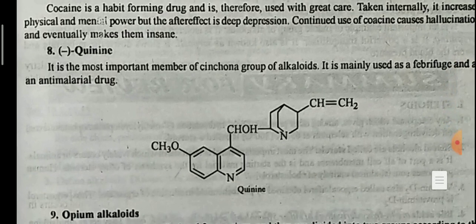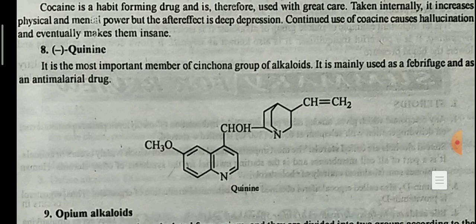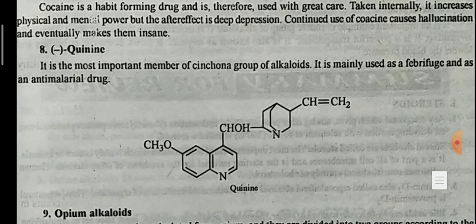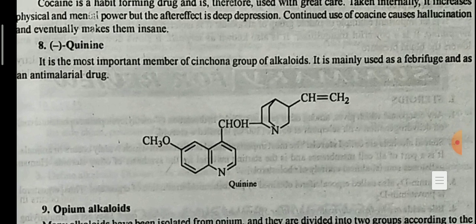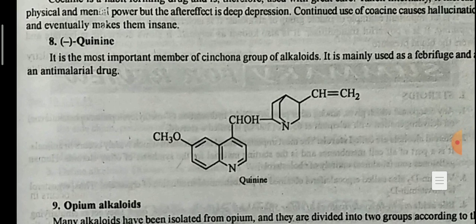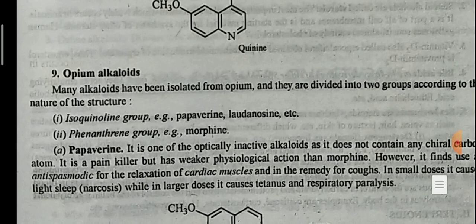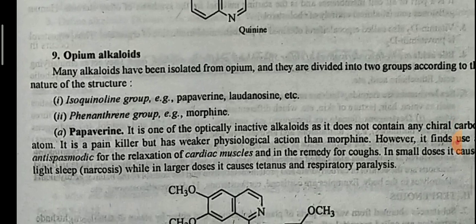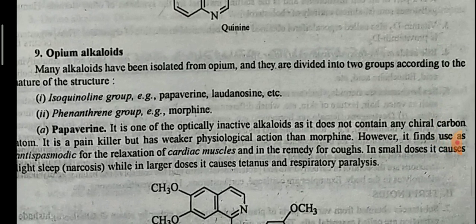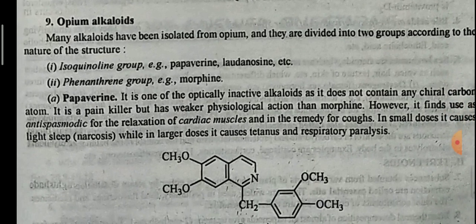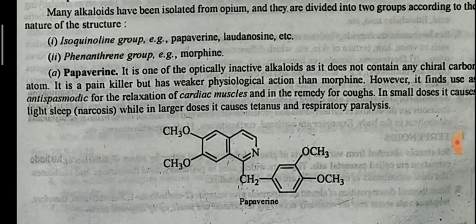Quinine. It is the most important member of the Cinchona group of alkaloids. It is mainly used as a febrifuge and as an anti-malarial drug. Opium alkaloids. Many alkaloids have been isolated from opium and they are divided into two groups according to the nature of the structure. Isoquinoline group, for example, papaverine, laudanosine, etc. Phenanthrene group, for example, morphine.